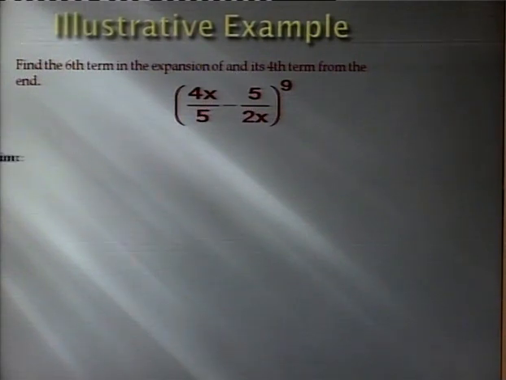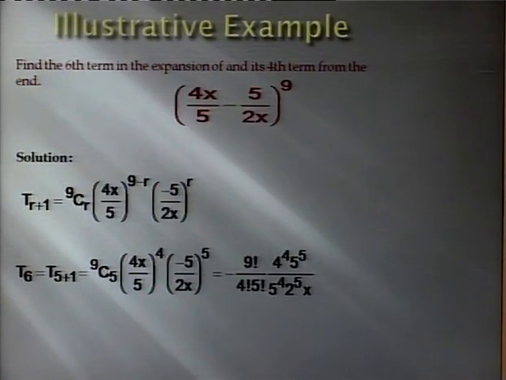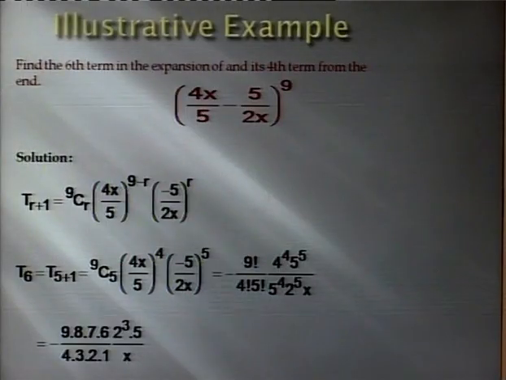The sixth term you have to find out in this. So, this is the solution, that is your general term, that is Tr plus 1, and in this case n is 9. So, that is 9Cr (4x upon 5) raised to power 9 minus r into (minus 5 upon 2x) raised to power r, but you have to find out T6. Obviously, as I just mentioned, r you will have to choose as 5 and apply your formula. So, ultimately you will simply get 5040 upon x.